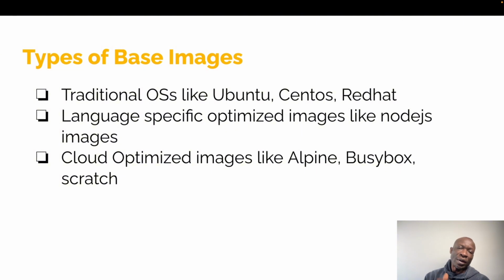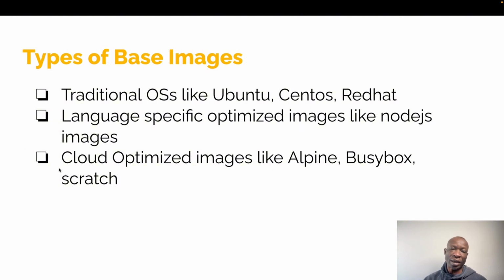Okay. Another type of base image is language specific. For example, if you're using Node.js, the Node.js community has created some base images and they named them node to make them easy for you to access. And if you go to Docker Hub and you go to Node images, you can see a bunch of customized images specific to Node applications. And so you can use them.